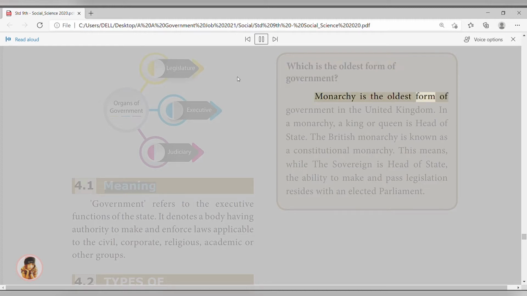Monarchy is the oldest form of government in the United Kingdom. In a monarchy, a king or queen is head of state. The British monarchy is known as a constitutional monarchy. This means, while the sovereign is head of state, the ability to make and pass legislation resides with an elected parliament.